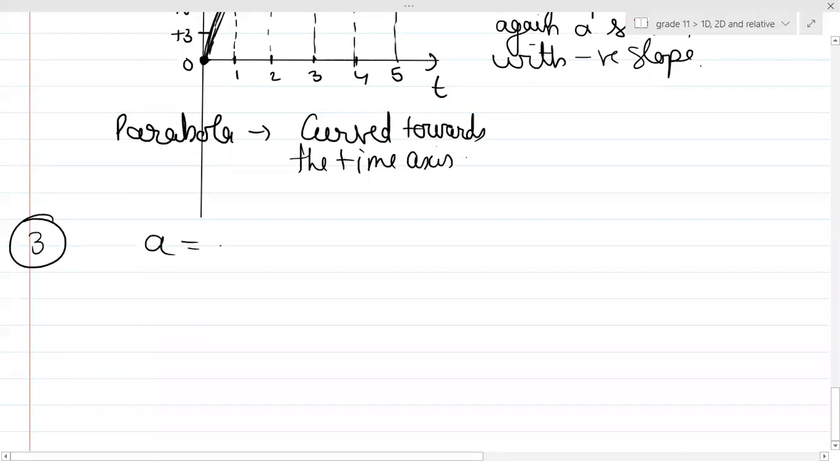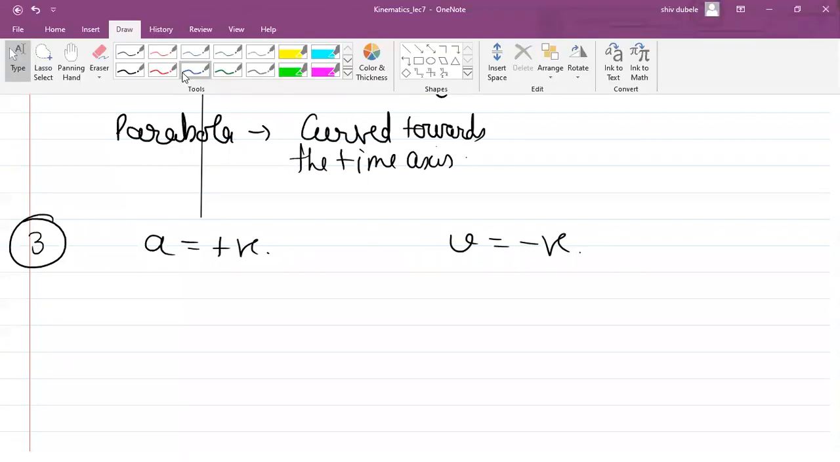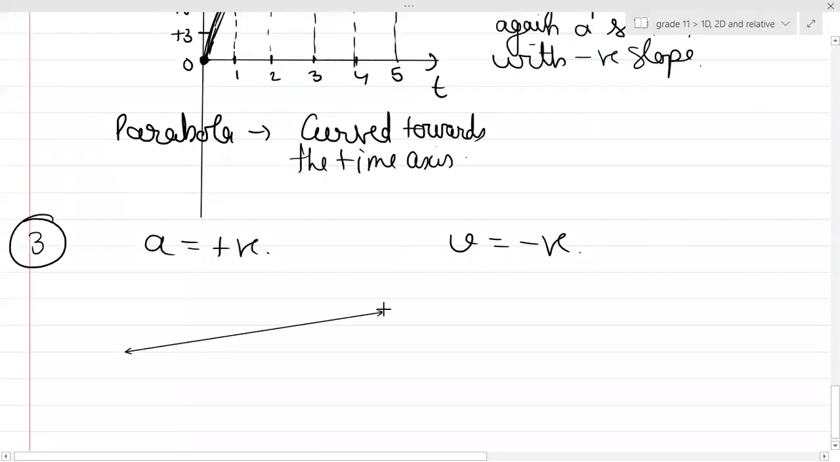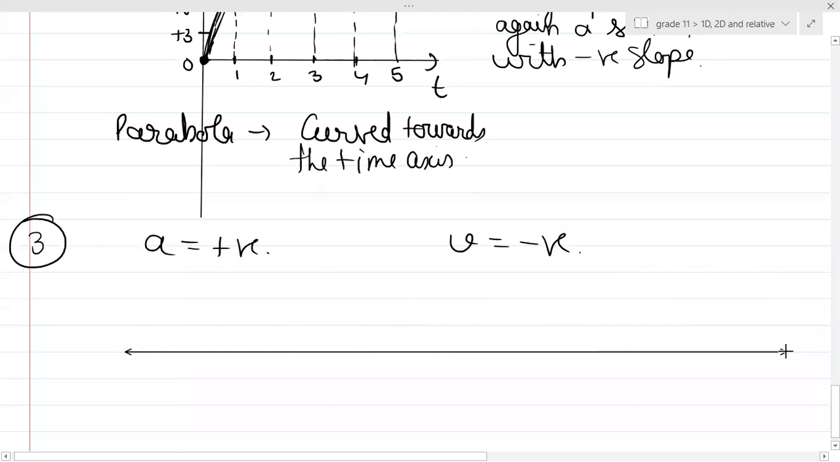Third graph is basically when acceleration is positive and velocity is negative. That implies the object will now move where? Towards left. So basically, let us say this is your origin. This is where the object will be at t equals 1 second. Let's say I have thrown this object in the negative direction, with 10 meters per second.